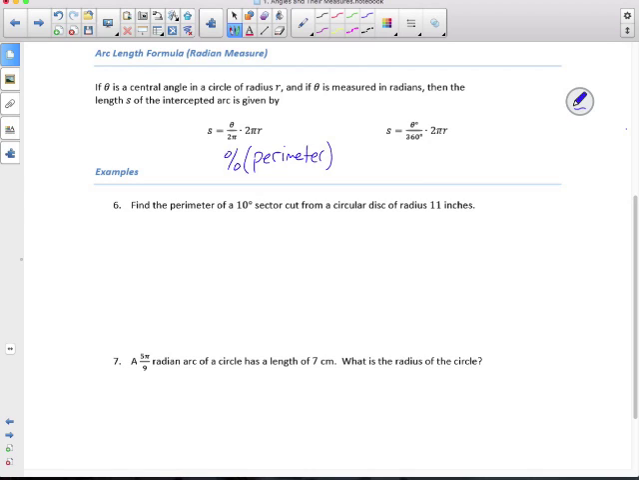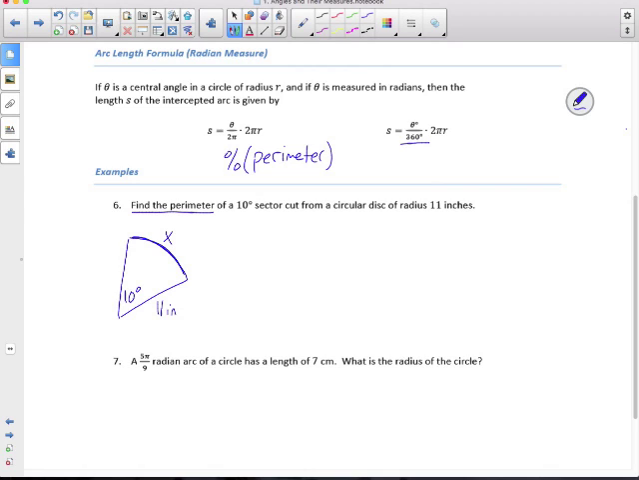The exact same thing happens if theta is in degrees. We just use 360 instead of 2 pi. So here we have an example of one. The perimeter of a 10-degree sector cut from a circular disc of radius 11 inches. So we want to find the perimeter. So here I have 10 degrees, and here is 11 inches, and I'm trying to find the entire perimeter, not just this measurement, so the entire perimeter of this part.